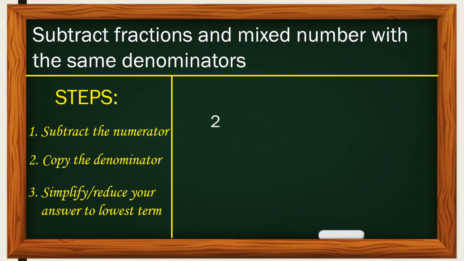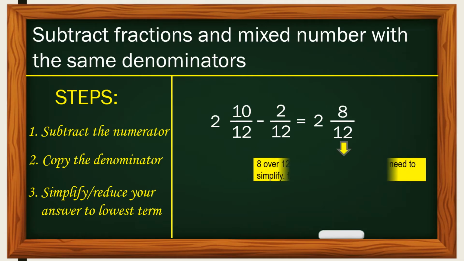Example number 2. So we have 2 and 10/12 minus 2/12 is equal to, then our first step is just subtract. 10 minus 2 is equal to 8 over 12, then copy the whole number. Then I look at the fraction part, which is 8 over 12, is not in lowest term. So we need to simplify by finding the GCF of 8 and 12.